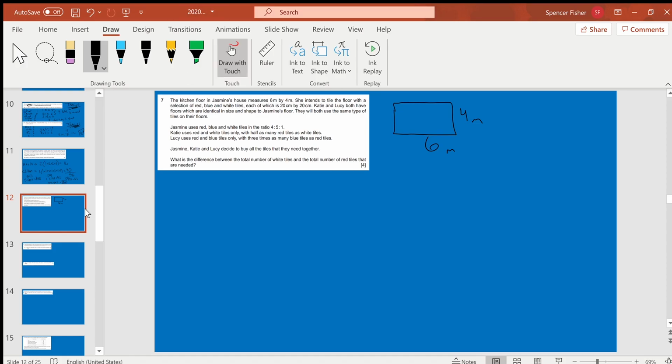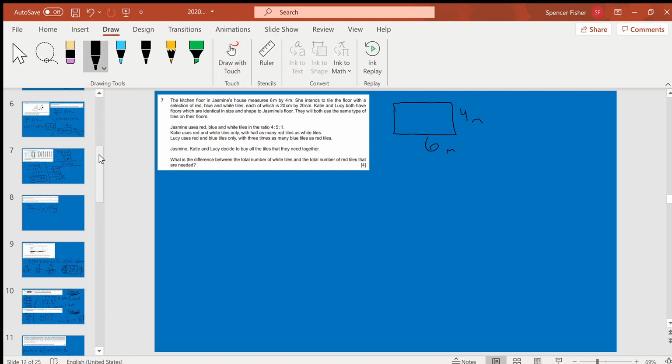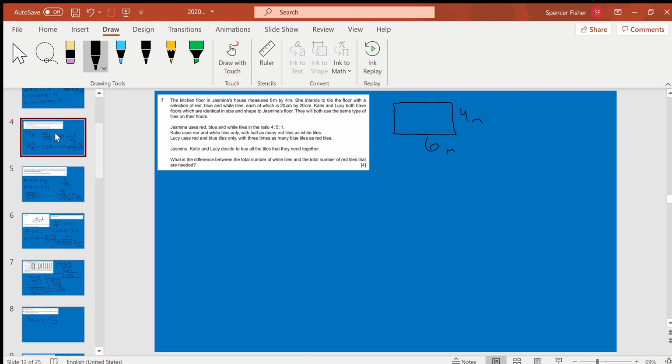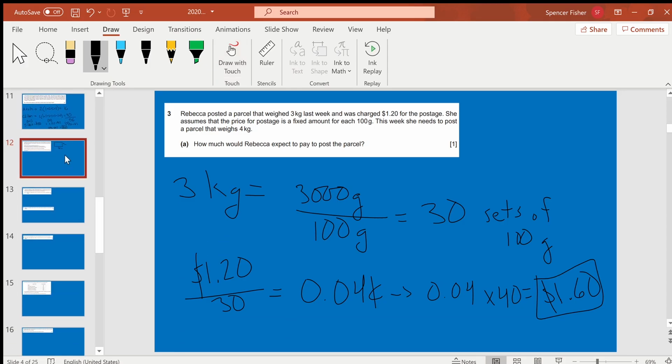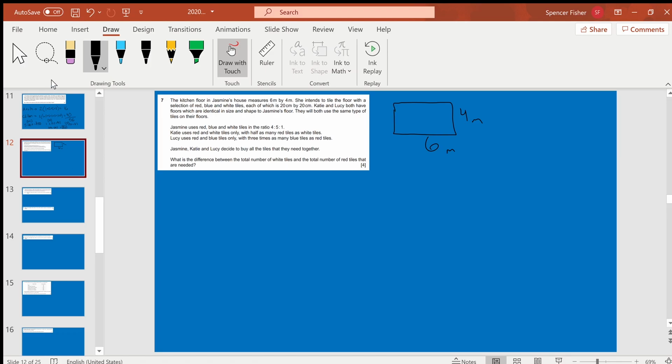Now we talked before, I don't remember which one it was. Yeah, I guess number 3 where we had to go from kilograms to grams, etc. Here we're going to want to do the same thing with centimeters to meters. So if it's 20 centimeters, that means each tile is going to be 0.2 by 0.2 meters. All in all, here this is 24 meters squared, and here it is 0.04 meters squared, and you'll see why we need that in a second.